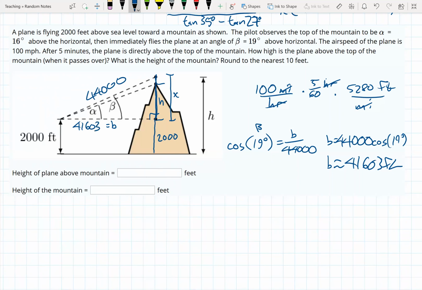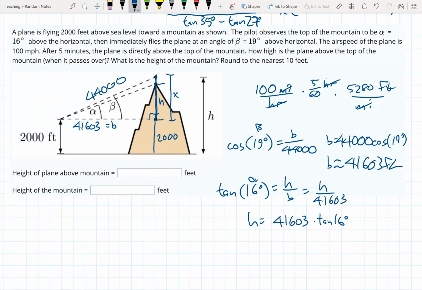And now, for h, I need to use that b, and that's opposite and adjacent. So the tangent of alpha, which is 16 degrees, is equal to opposite h over adjacent b, which is h over 41,603. So then h is 41,603 times tangent of 16 degrees.